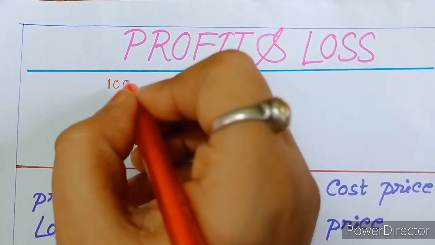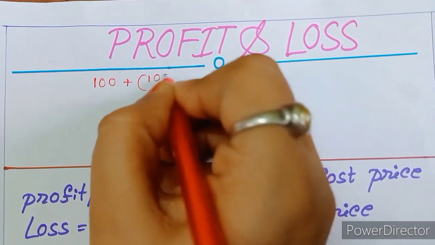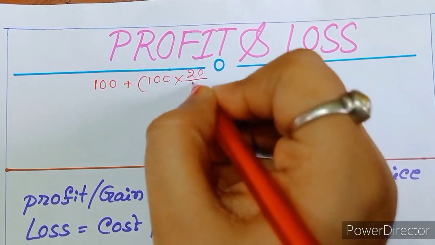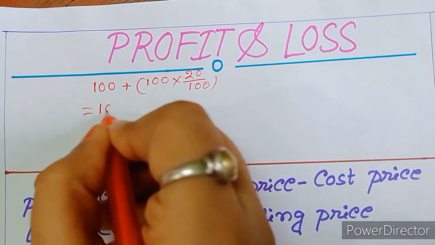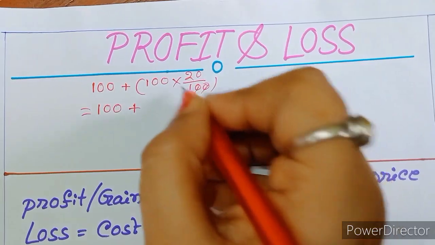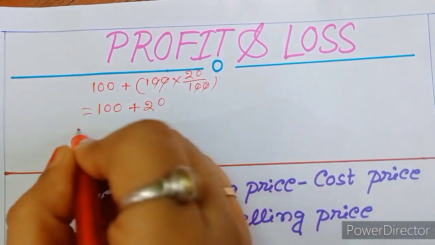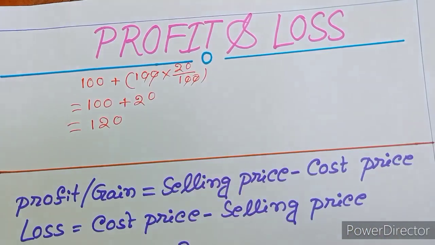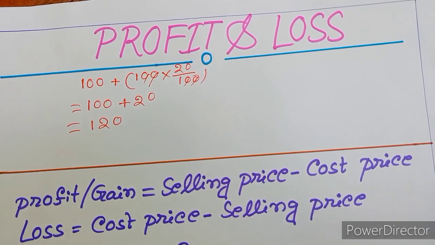Suppose we buy one book with 100 rupees and we try to profit 20%. So we sell it at 100 plus 100 into 20 by 100, which means 120 rupees.